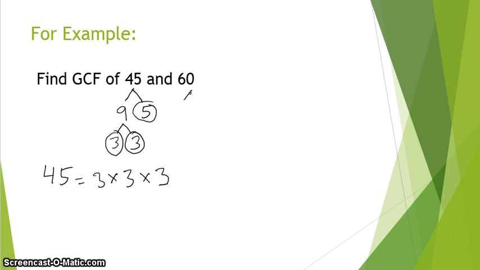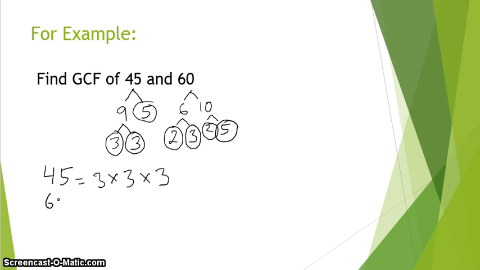Then I'm going to do the same thing to 60. 60 ends with a 0. That means I automatically can divide it by 10. And it's going to give me 6 times 10 is 60. Neither one of them is prime because I can divide them some more. I can do 6 as 2 times 3. 2 is a prime number. 3 is a prime number. And I can do 10 as 2 times 5. And 2 is a prime number. And 5 is a prime number.